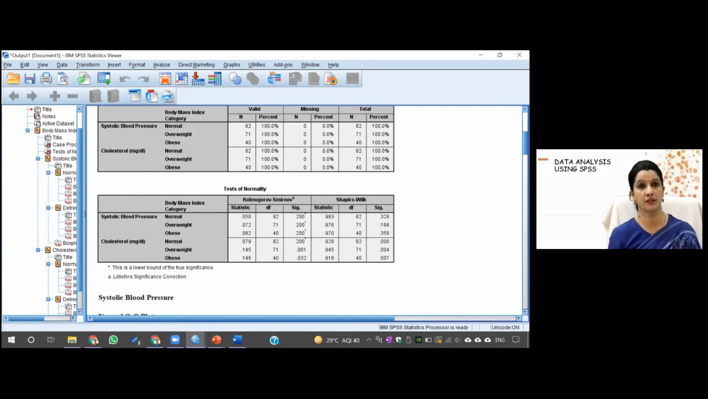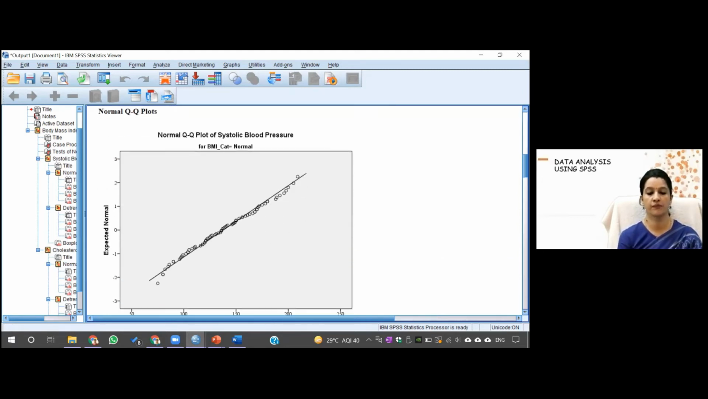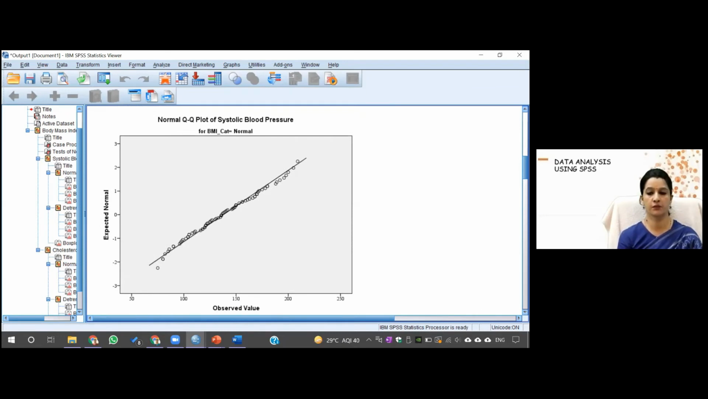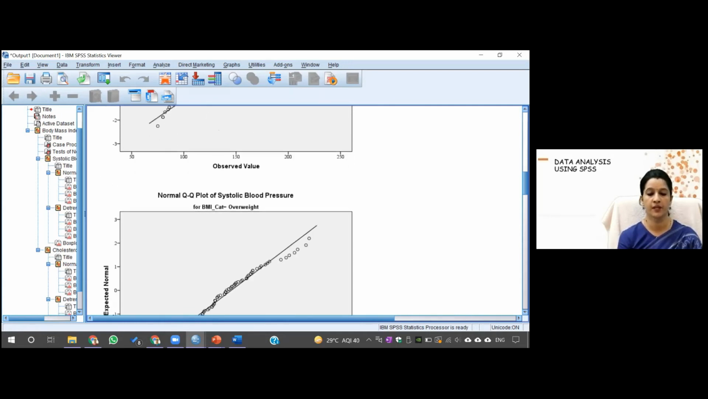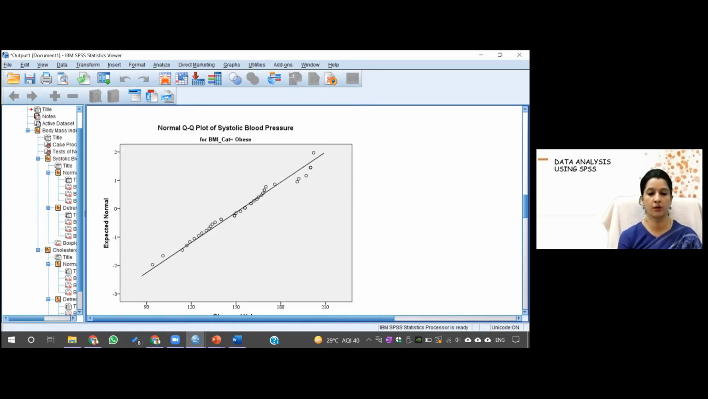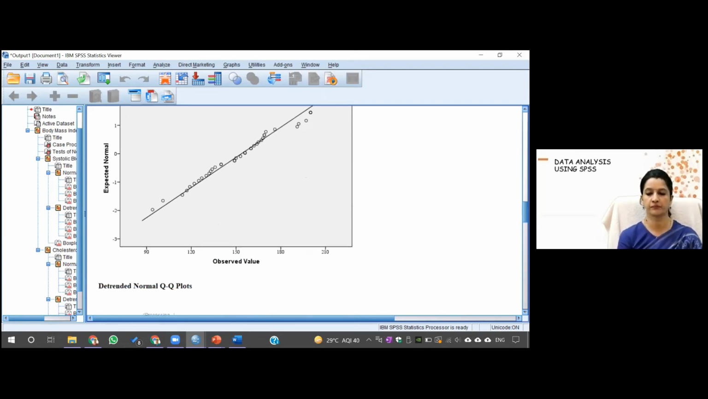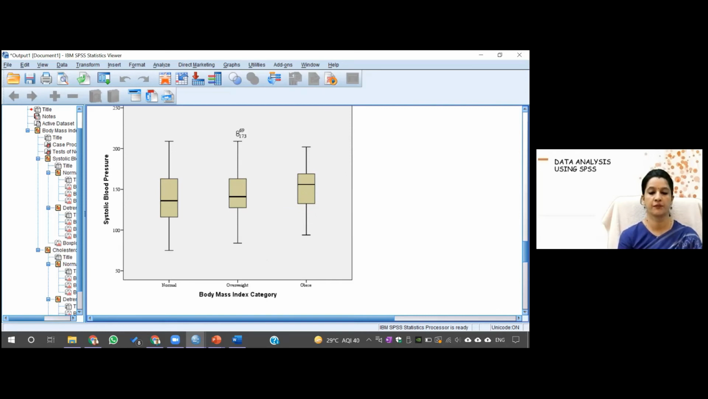And then there are subjective ways. In the subjective ways, we learned about the histogram and the QQ plot, that is the quantile plot. Because the sample size is more than 50, it is better to use the QQ plot. So I'll come down, and this is again visual inspection of the QQ plot. It shows that systolic blood pressure across the BMI category normal is normally distributed. This is again normal. This is also normal.